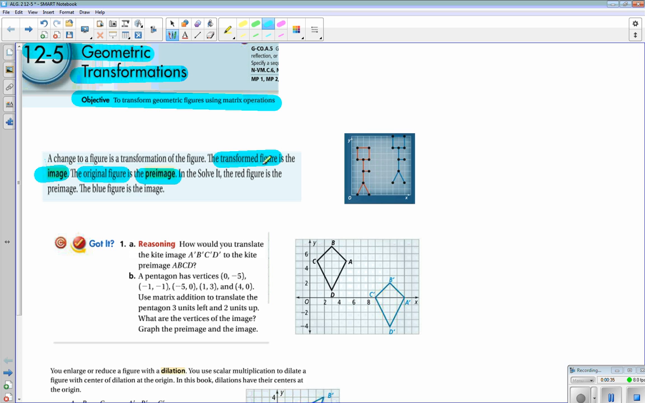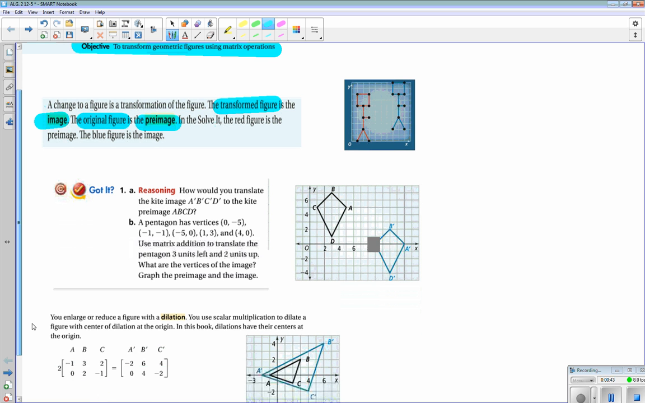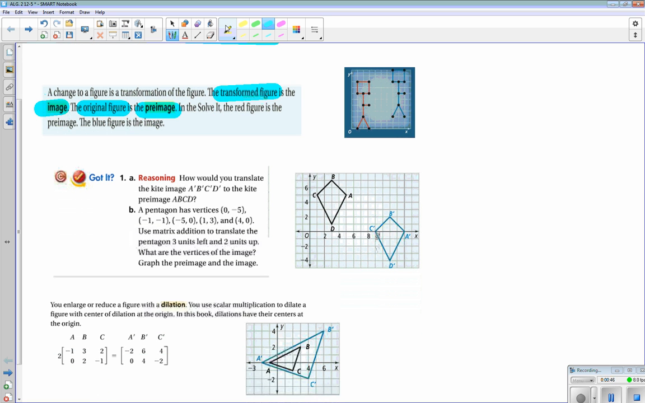In the slide, the red figure, this guy right here, is the pre-image. The blue figure is the image. All right, so let's see how that applies to us. How would you translate the kite image A prime, B prime, C prime, D prime to the pre-image A, B, C, and D?